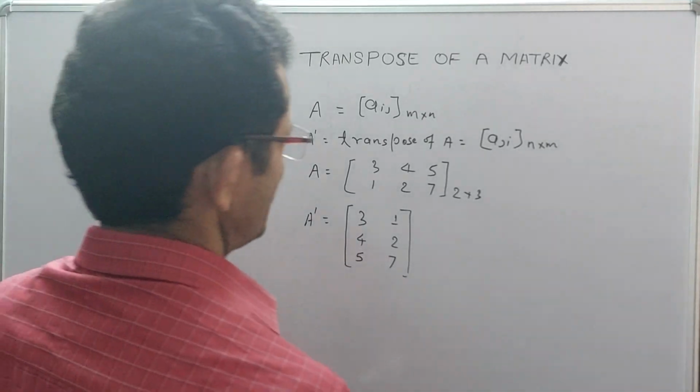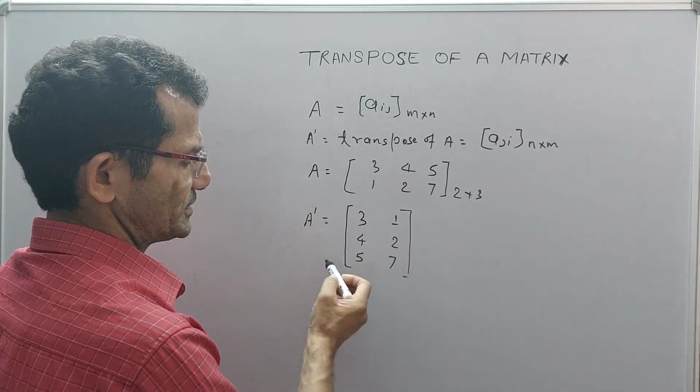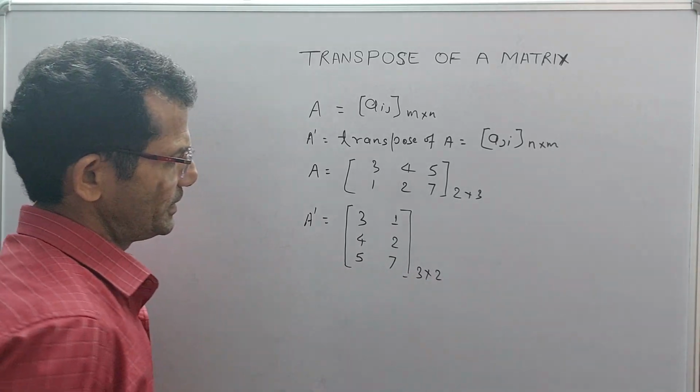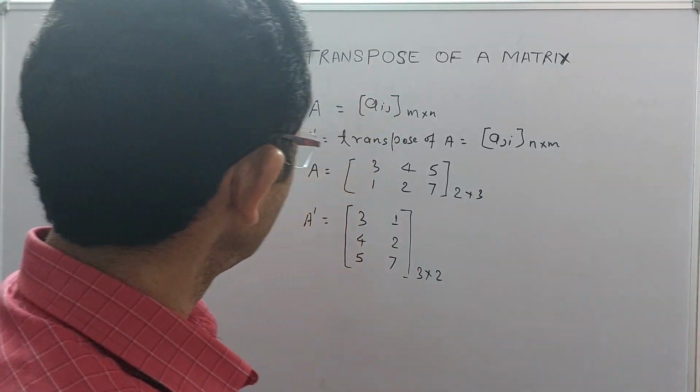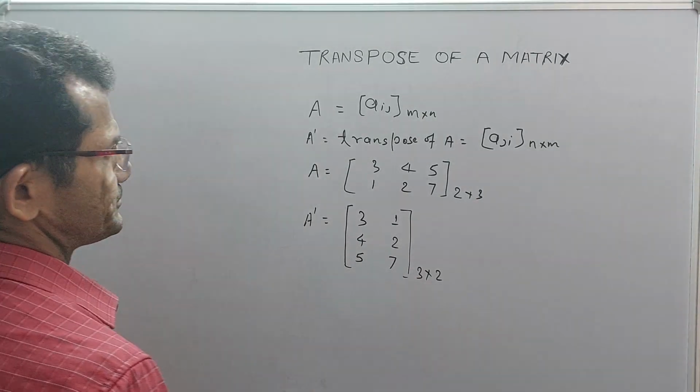Now the order becomes 3 rows, first row, second row, third row, and 2 columns. So in this way we have interchanged rows into columns and columns into rows. It becomes a new matrix, and the order is just interchanged.